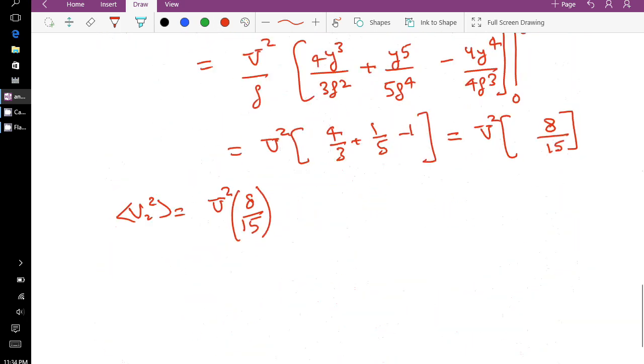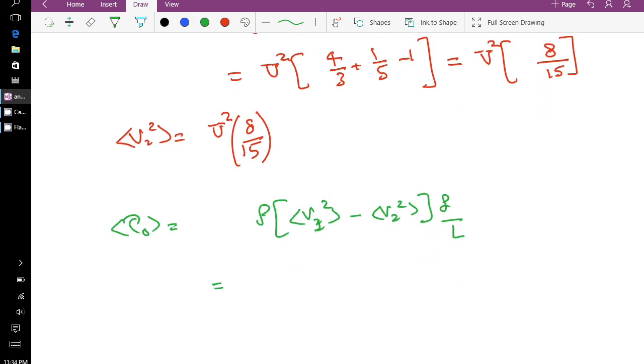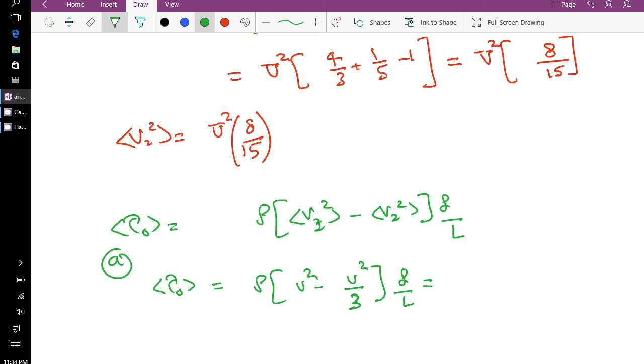So let's do that. So recall again, our tau naught average was rho into v1 square minus v2 square average into delta by L. And in this case, for part A, the tau naught average becomes rho into u square minus u square by 3 into delta by L. And this becomes 2 by 3 rho u square delta by L.